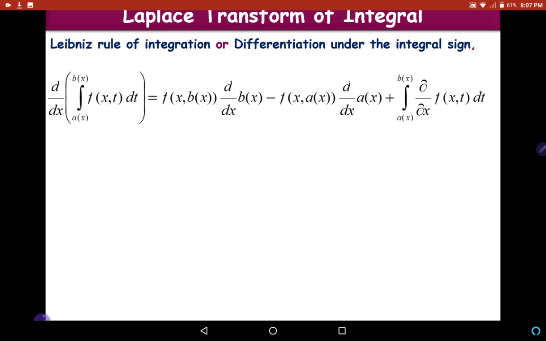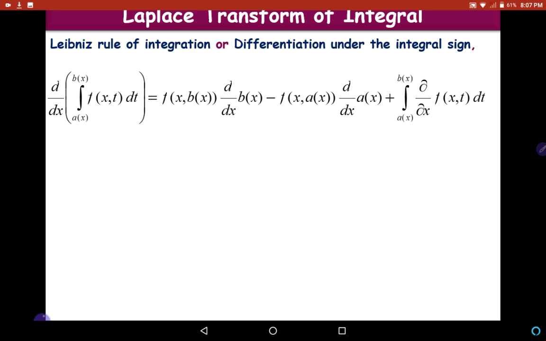if you observe here, what happens in this Leibniz's rule of integration is we replace this t with b of x, the upper limit first, into derivative of the upper limit, minus f of x comma, the t is replaced with lower limit a of x, into derivative of that lower limit a of x, plus integral dou by dou x of f of x comma t dt.